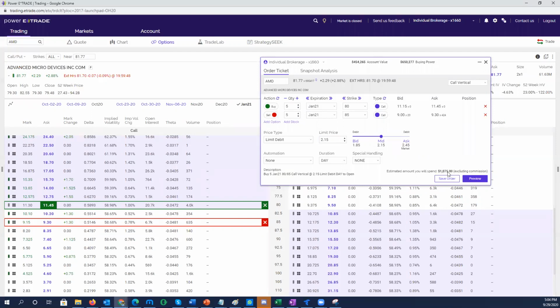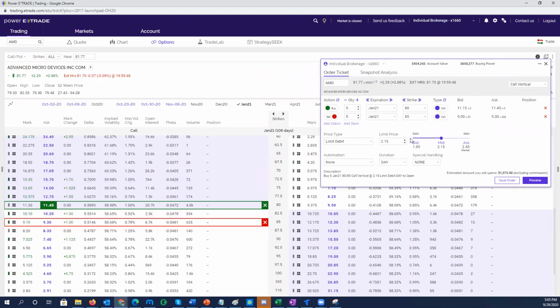You need just 1075. If AMD closes on the expiration at 85, you will make, 85 is how much? $5 difference. $5 minus you paid 2.15. How much is left? $2.85. If AMD closes above 85 on the expiration, that is, you have about 100 days to expiration or something, then you will make almost $1,500 on this one. Almost, not exactly.